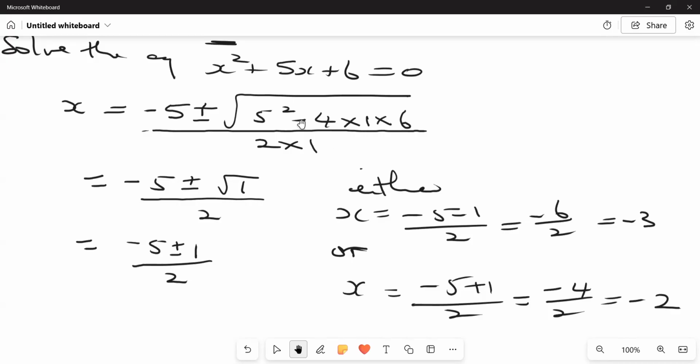You do the powers of, remember that? You can't forget what we did last week, the other week. Powers of, so I squared the 5. And then you do multiplication. 4 by 1 by 6 is 24. So 25 minus 24 is 1. Right? Get it? Yes, sir. Good.